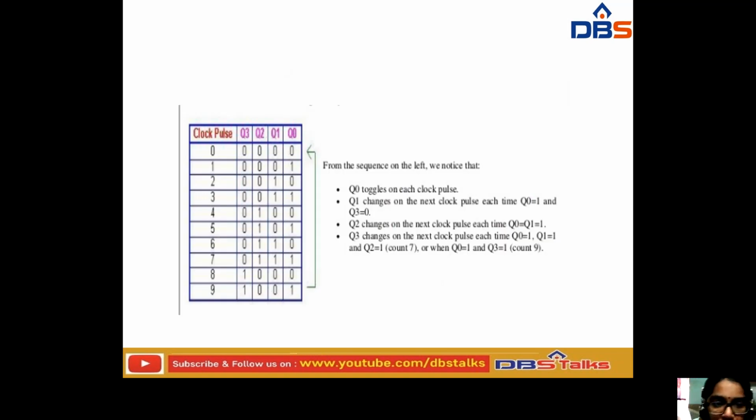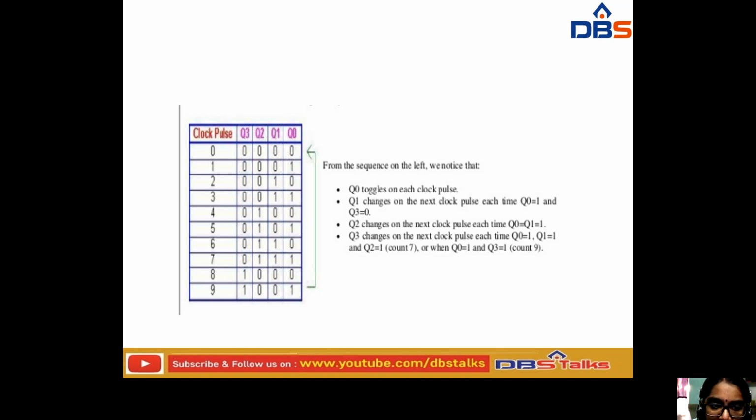So if you have observed this truth table, this is the clock pulse that we have got here, from 0 to 9. 0000 is 0, 0001 is 1, 0010 is 2, 0011 is 3, 0100 is 4, 0101 is 5, 0110 is the value of 6. And next one is 0111, this is the value of 7. Next one is 1000, this is the value of 8. Next one is 1001, this is the value of 9.